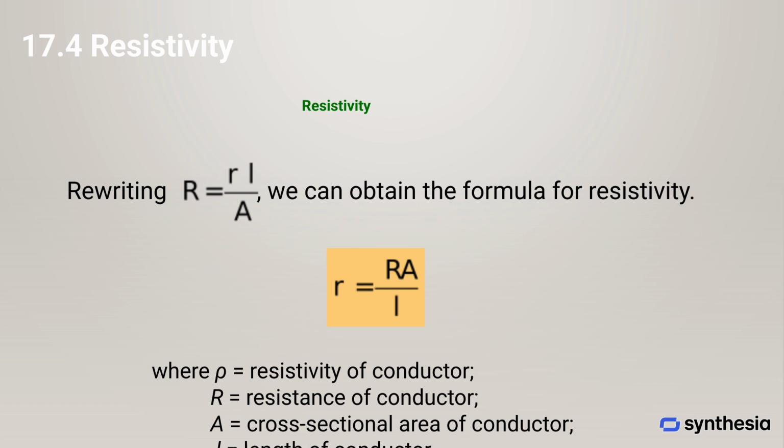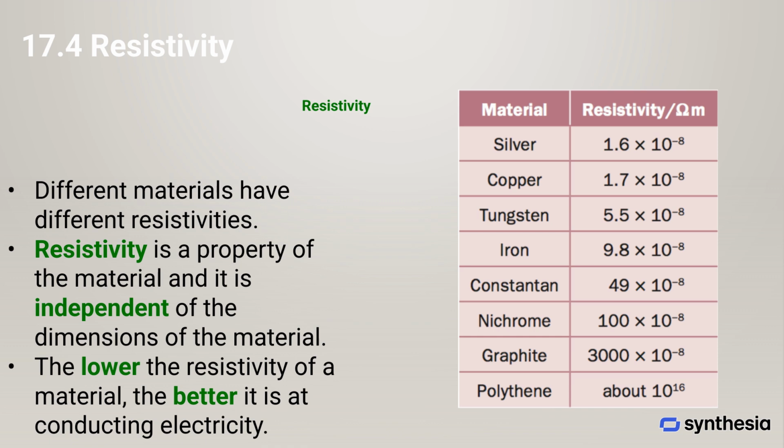Resistivity is a property of the material used to make the conductor. Since copper has low resistivity, it has a low resistance. This means that current can flow through copper easily. Most of the wires used to conduct electricity are made of copper.